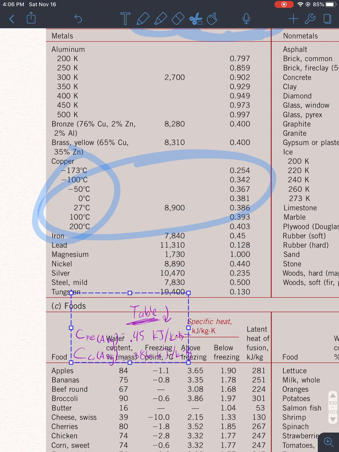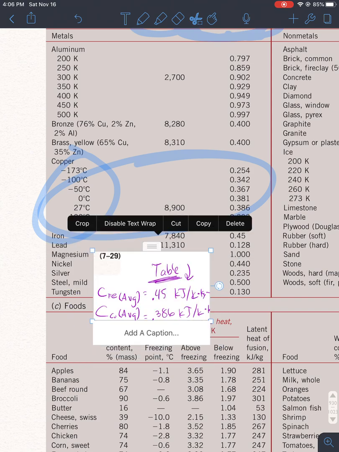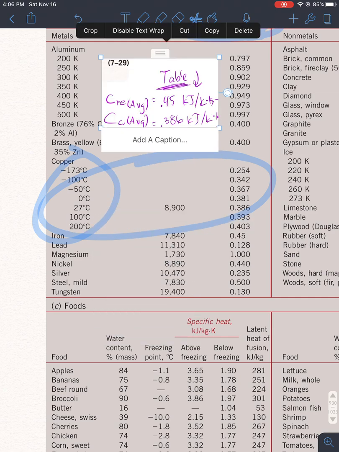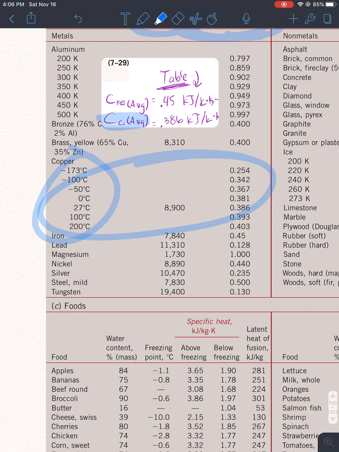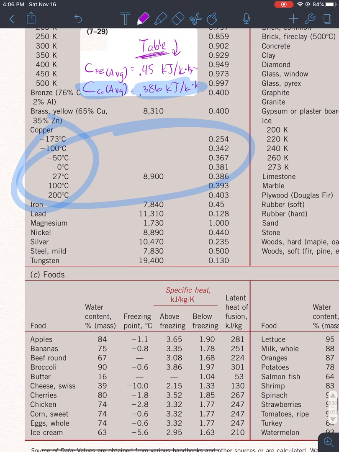Here's the right table. Pasting the image. All right, so copper is 0.8386 kilojoules per kilogram Kelvin. And it's not this, not any of those.